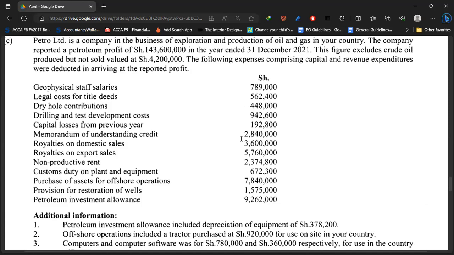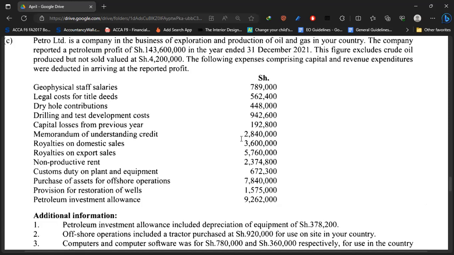Petro Limited is a company in the business of exploration and production of oil and gas in your country. The company reported a petroleum profit of 143,600,000 shillings in the year ended 31st December 2021. This figure excludes crude oil produced but not sold, valued at 4.2 million. The following expenses, comprising capital and revenue expenditures, were deducted in arriving at the reported profit.